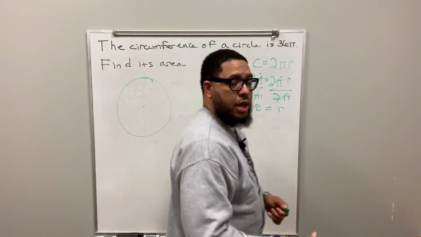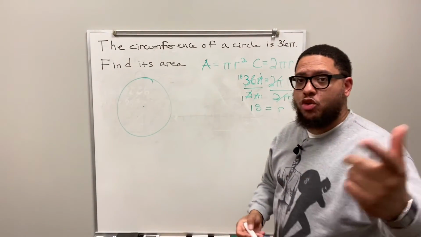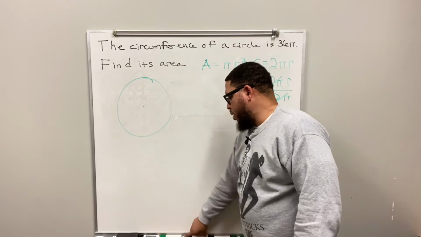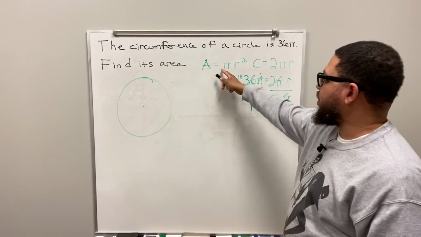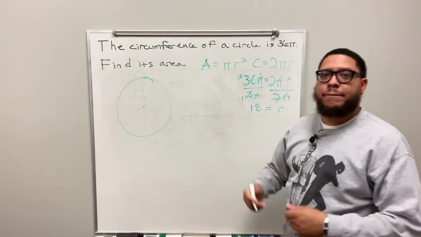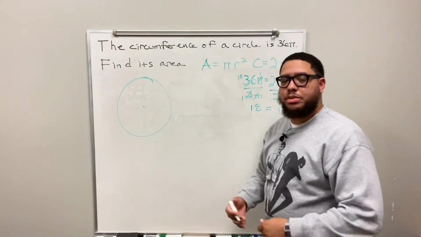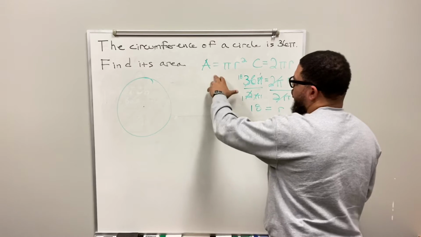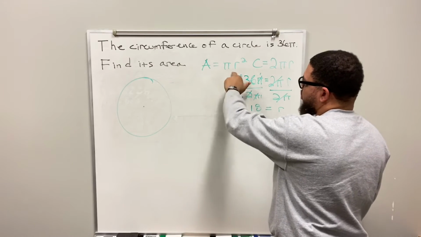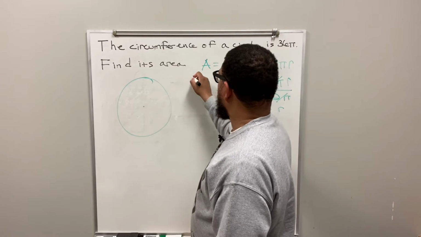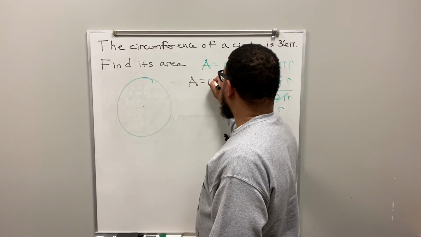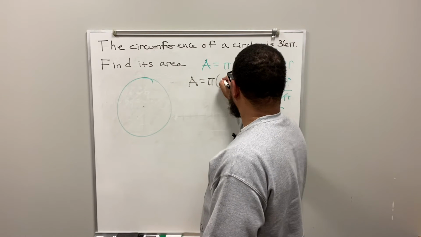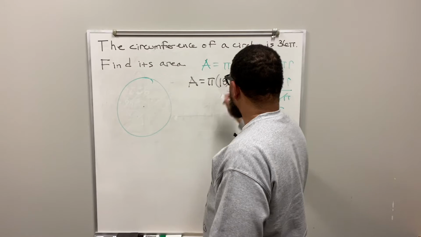Now, I know what the radius is. So now that I know what my radius is, I'm going to figure out what the area is. See? Sometimes you got to go through a couple steps to get to the final result. All right? So now, my area formula is area equals pi times r squared. So area is going to be pi times 18 squared.